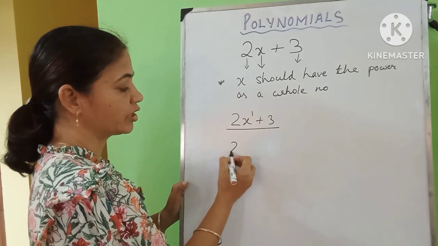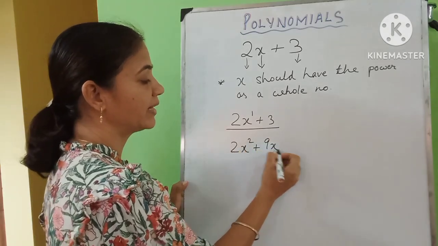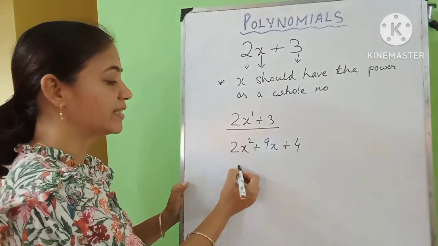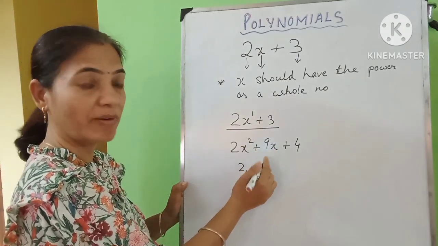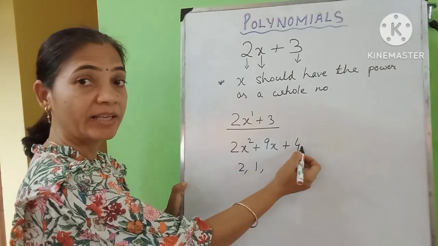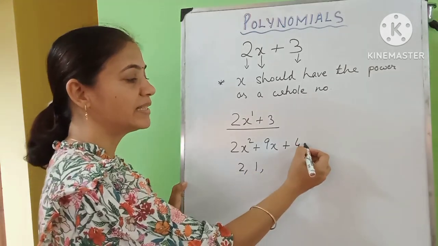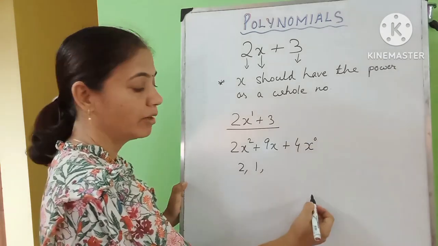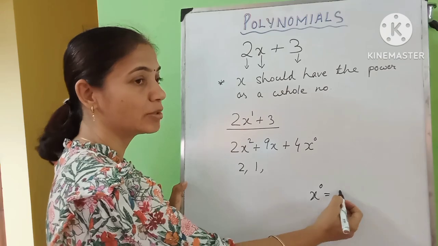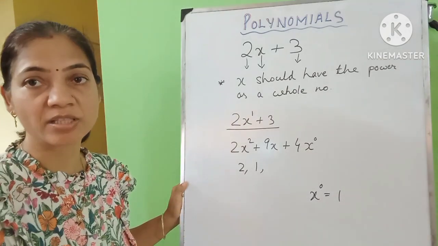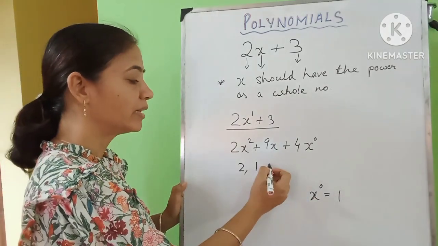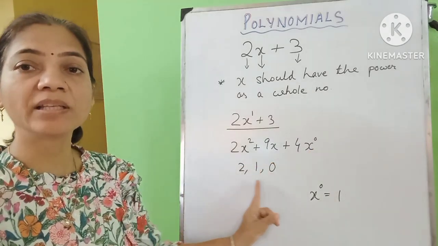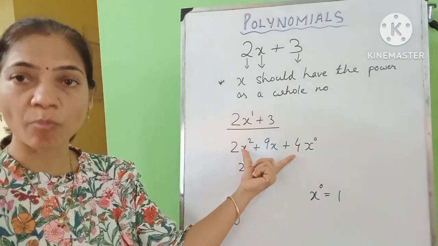Now what about this expression? 2x square plus 9x plus 4. Check the powers for x. The power of x is 2, which is a whole number. Here the power of x is 1, which is a whole number. Here there is no x term, but children, see here, I can still write it as x to the power 0. Why? Because anything to the power 0 is 1. So over here the power of x in the third term is 0. You can see that all these are whole numbers. So this is a polynomial.